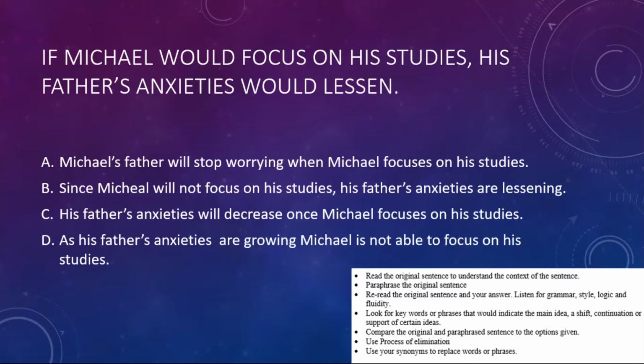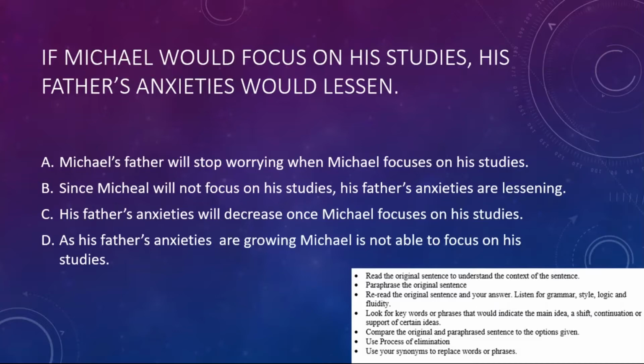Now that we understand the context and we understand the paraphrased version of the original sentence, let us examine the options given. Again, we are going to reread. The sentence says, if Michael would focus on his studies, his father's anxieties would lessen. The original suggests that the only way Michael's father's anxiety would reduce is if Michael decides to focus on his studies. It means, therefore, that we are looking for a sentence that would be the equivalent of that original or the paraphrase version in the four options given below, A through to D.